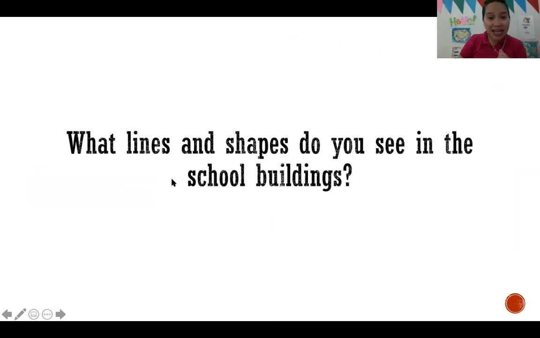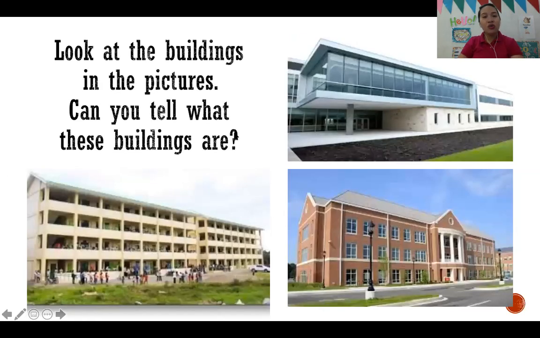Okay, so, question. What lines and shapes do you see in the school buildings? What are the lines and shapes that you can see in the school buildings? Let's go back. What are the lines? Remember the different kinds of lines that we had? Oh, there are straight lines. We also have, what's the second one? Curved line. Very good. So we have the straight line and the curved line. Now you take a look at the examples here. Okay? So what are the lines and shapes that you can see?